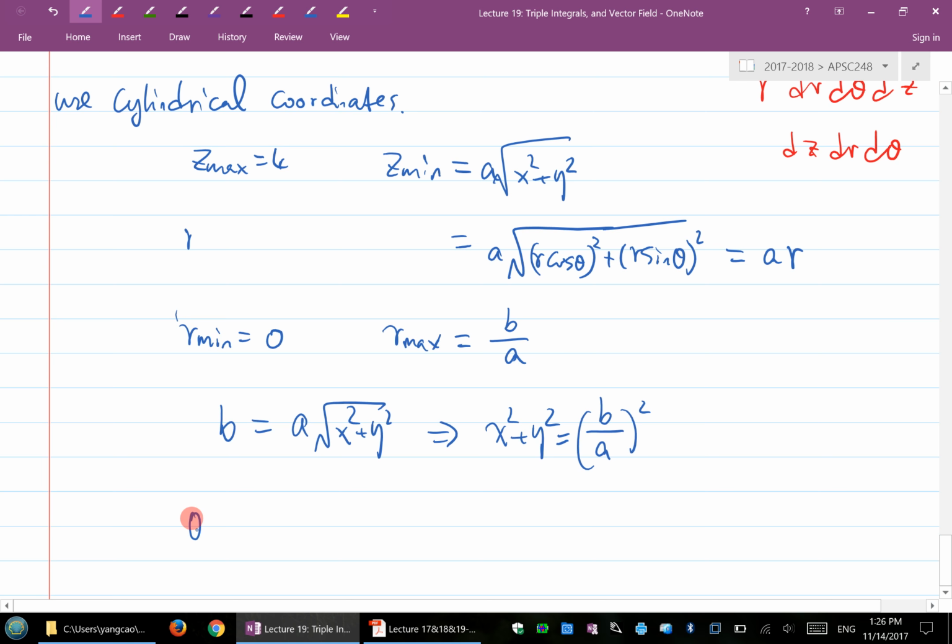Finally, you sweep that radial line across the whole shadow, which is basically a 360 degree sweep. So that gives you theta from 0 to 2 pi, right?